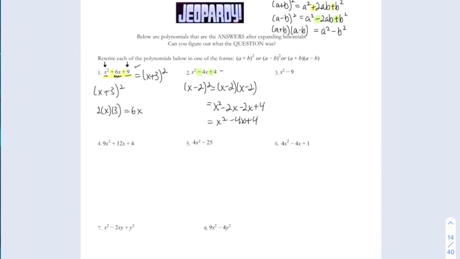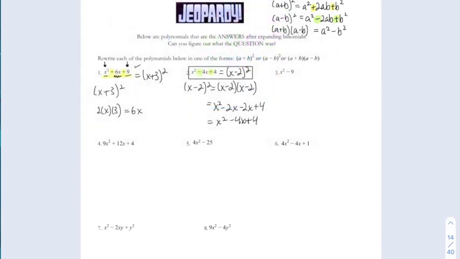So I know that actually this is the same. If this was Jeopardy, if the expansion is x squared minus 4x plus 4, I know that the question was x minus 2 squared.